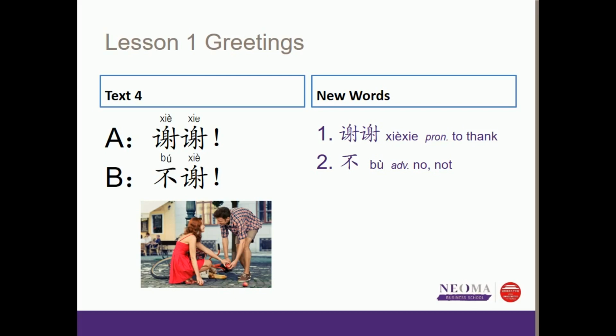And if somebody helps you, you will say 谢谢. Say thank you. 谢谢. And 不 means no or not. And here is another change of the sound, but we will put this in the next lesson. So when people say thank you to you, you can say 不谢. No need to thank. 不谢.